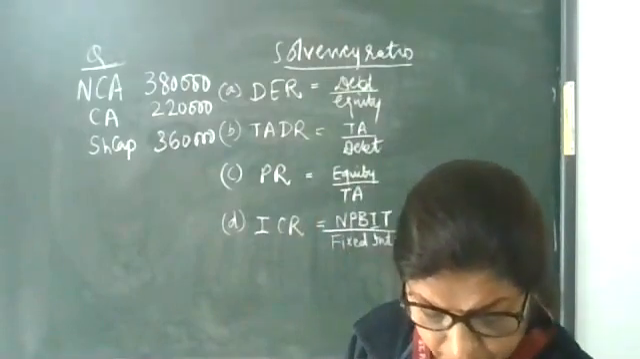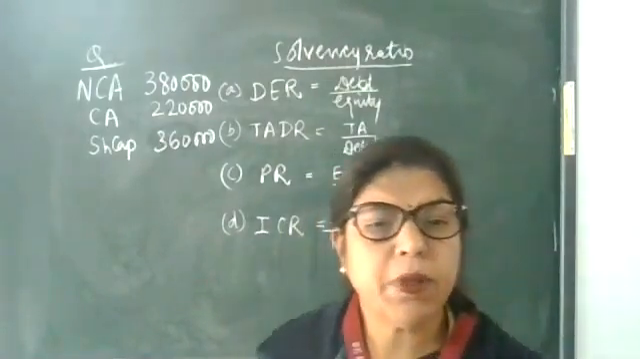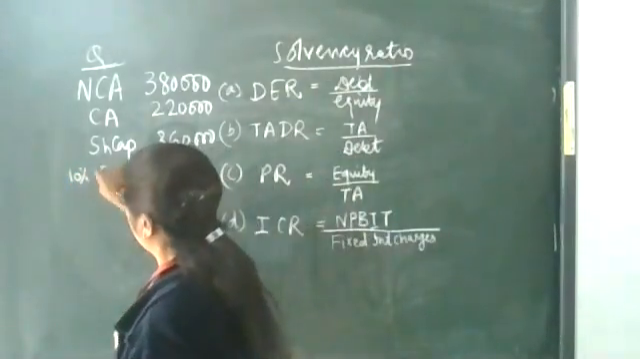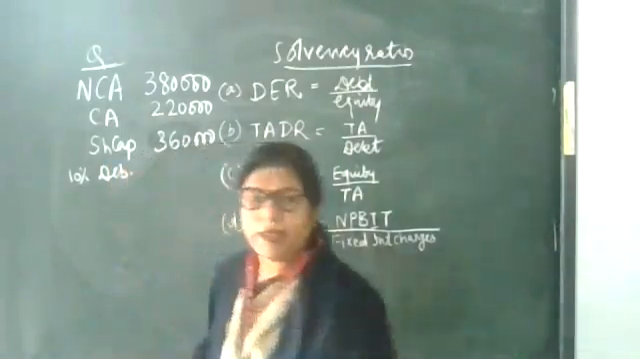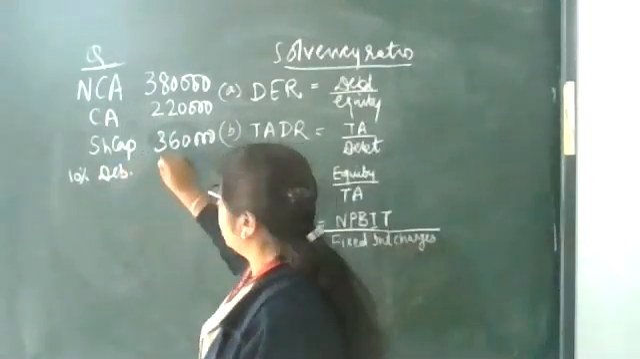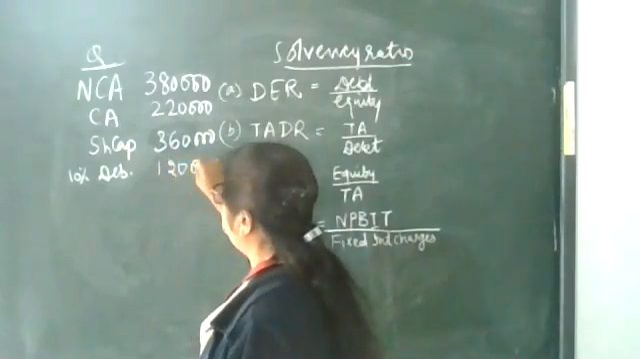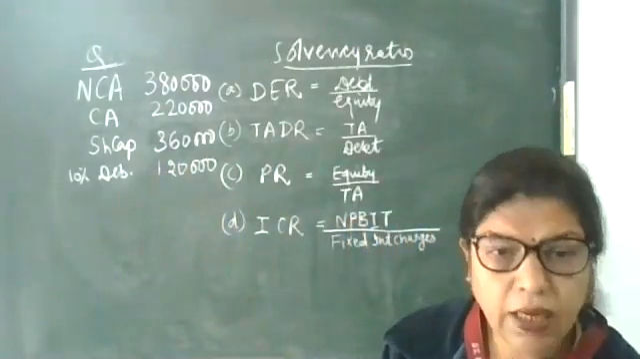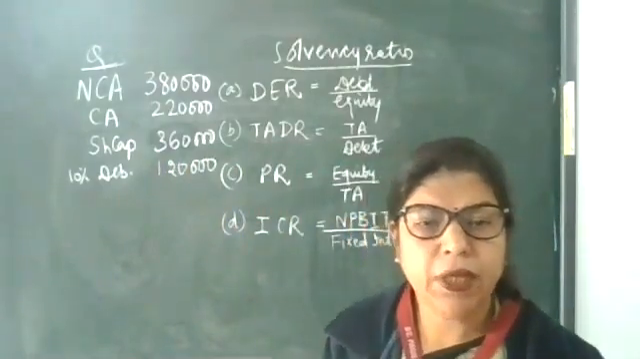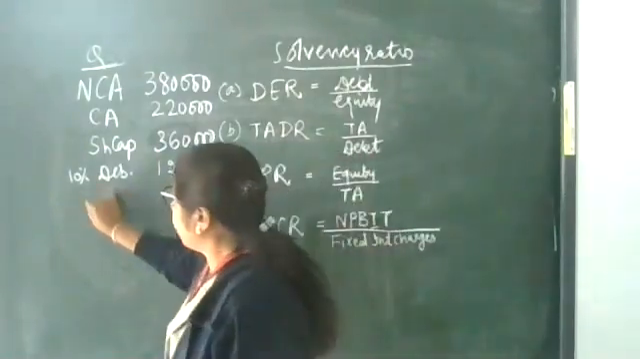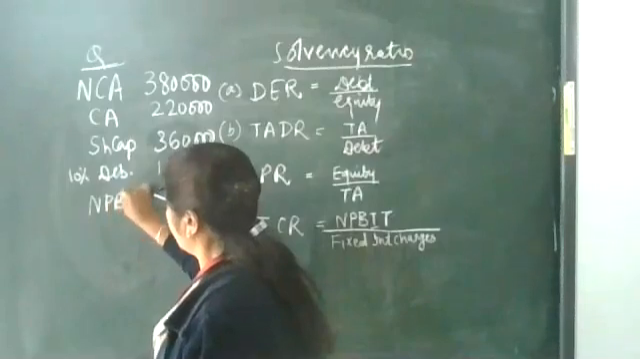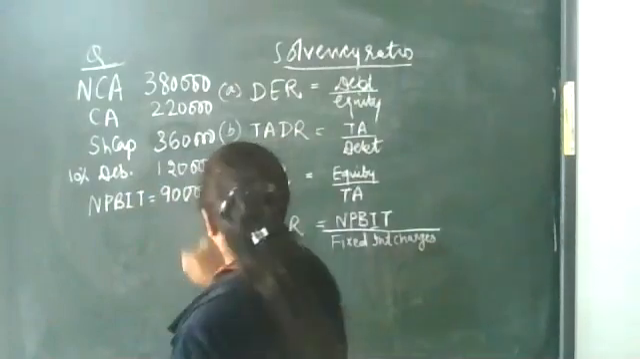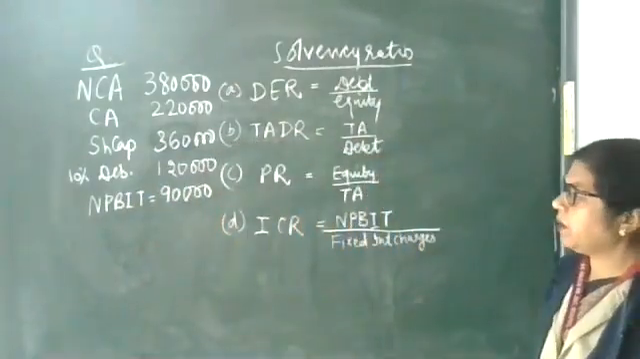Next, 10% debentures. 10% debentures is of rupees 1,20,000. And last is NPBIT, which is equal to 90,000.